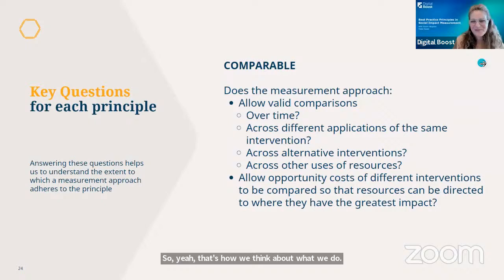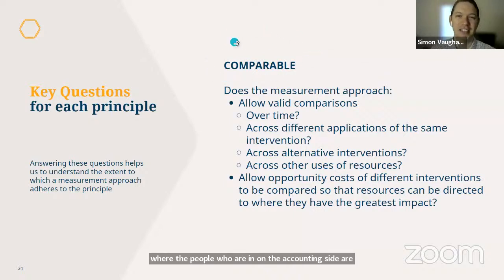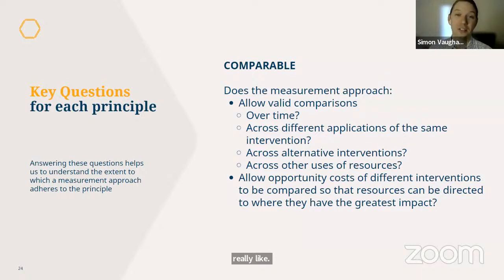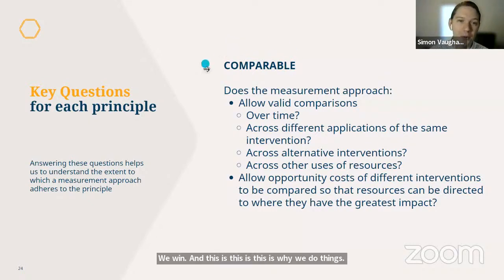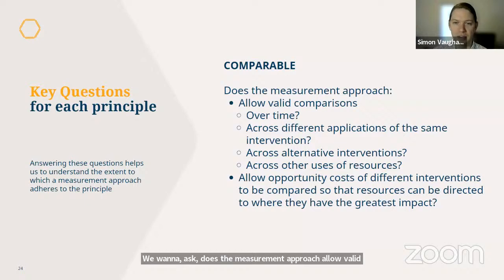Thank you. This next one is probably one of the more difficult ones. We want measurement approaches that are comparable. If we think back to the accounting versus scientific based buckets, this is where the people on the accounting side really say, we win, and this is why we do things the way we do, because we want things to be really comparable. So we want to ask, does the measurement approach allow valid comparisons over time, across different applications of the same intervention, across alternative interventions, and across other uses of resources?